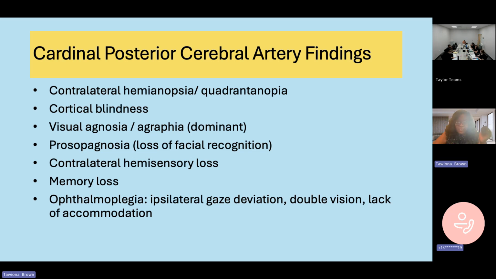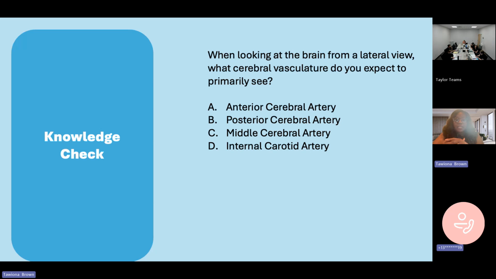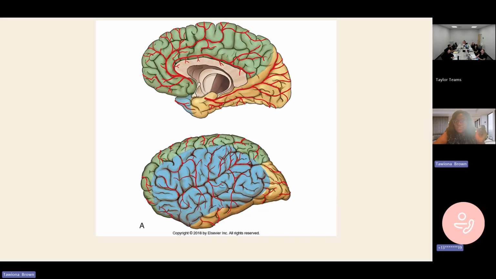Okay, here's a knowledge check question. When looking at the brain from a lateral view, what cerebral vasculature do you expect to primarily see from that lateral view? Posterior. So I got a posterior for one. Let's go to a lateral view. If this is your lateral view, which one do you see the most? Do you see green, yellow, or blue? Green. So the middle.